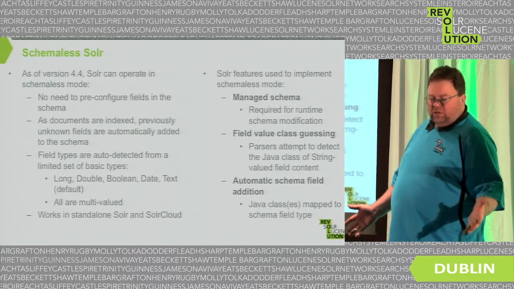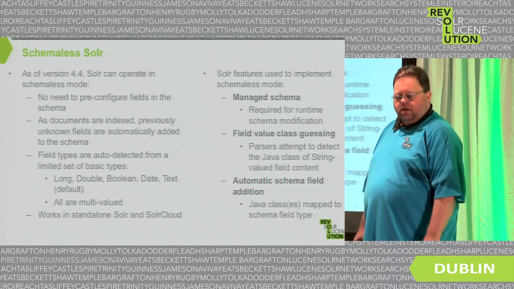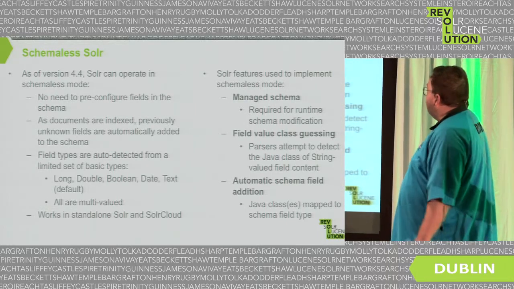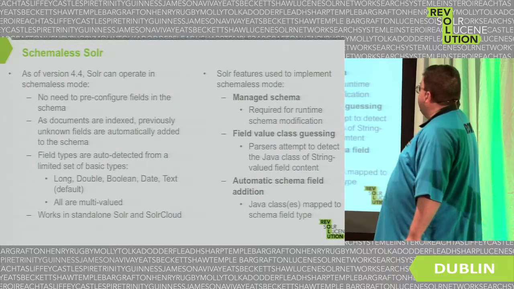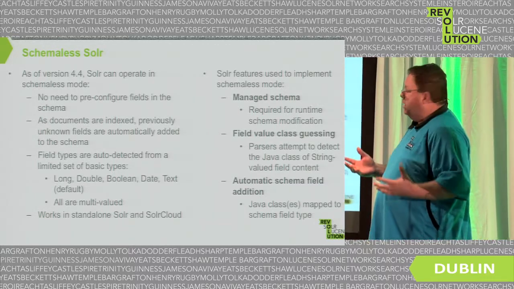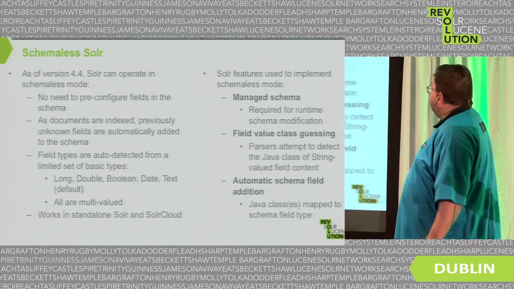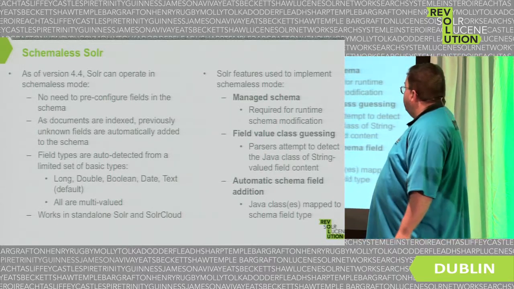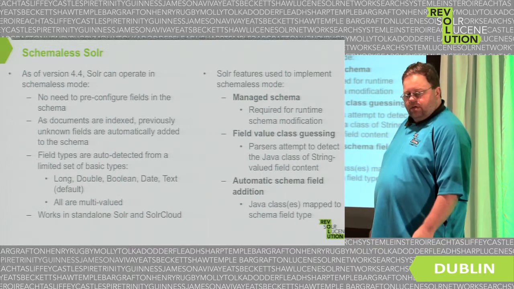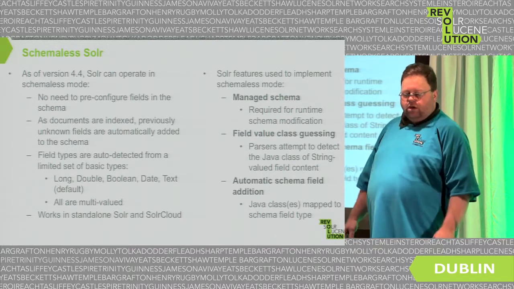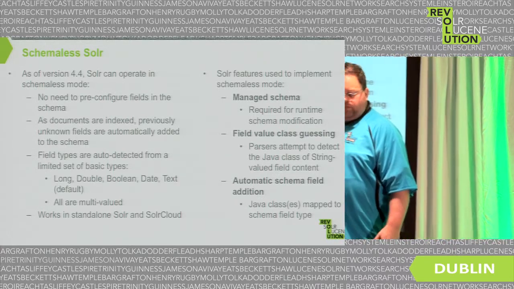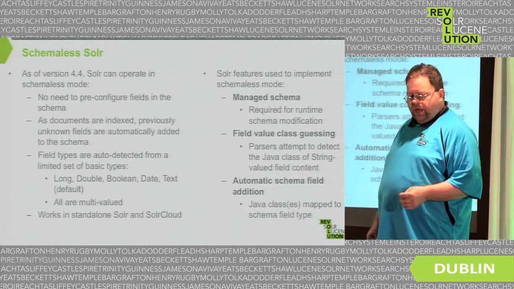So, schemaless Solr. As of version 4.4, Solr can operate in a schemaless mode. There's no need to pre-configure fields in the schema, and in order to populate the schema, you just index documents. Previously unknown fields are automatically added to the schema, and field types for those fields are automatically detected from a limited set of basic types. Those types are the ones you see there: long, double, Boolean, date, and text, which is the default, all of which are multi-valued. This feature works in standalone Solr and in Solr Cloud.